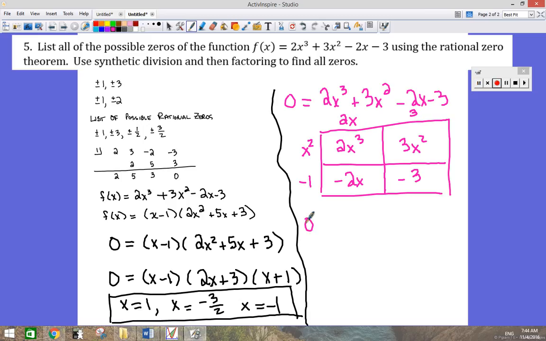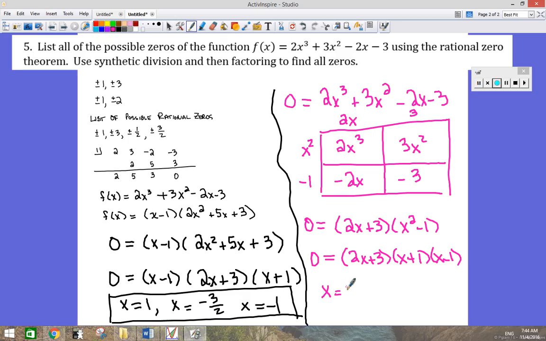So by grouping, well, in this case I really didn't group, I just used a table, but I factor this to 2x plus 3 times x squared minus 1, and then I see that x squared minus 1 factors to x plus 1 times x minus 1, and I have negative 3 halves, negative 1, and positive 1, which is the same answers that I got before.